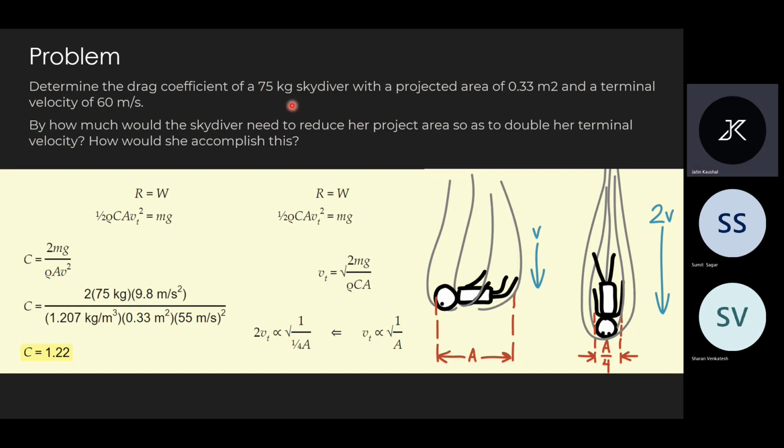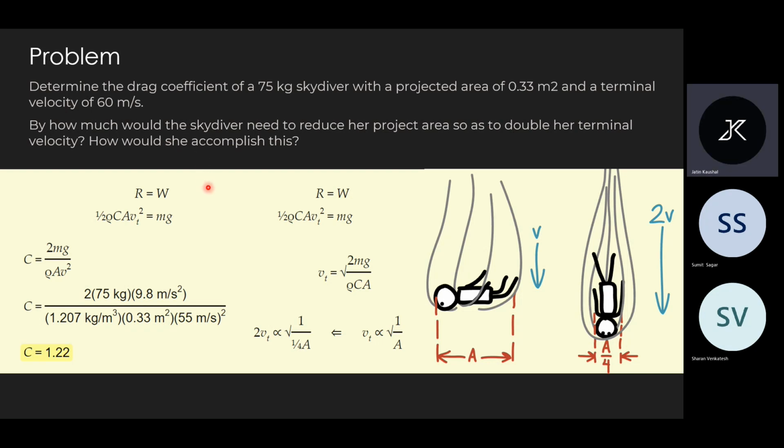Determine the drag coefficient of a 75 kg skydiver with a projected area of 0.33 meter square and a terminal velocity of 60 meter per second. By how much does the skydiver need to reduce her projected area so as to double her terminal velocity?